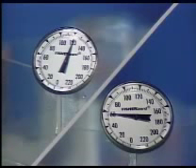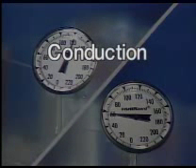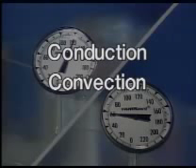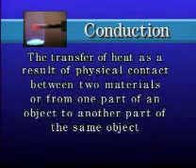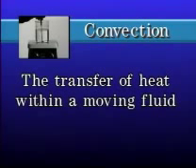with the lower temperature. Heat can be transferred between materials in three basic ways: by conduction, convection, and radiation. With conduction, heat is transferred as a result of physical contact between two materials, or from one part of an object to another part of the same object. Another form of heat transfer is convection. Convection is the transfer of heat within a moving fluid.